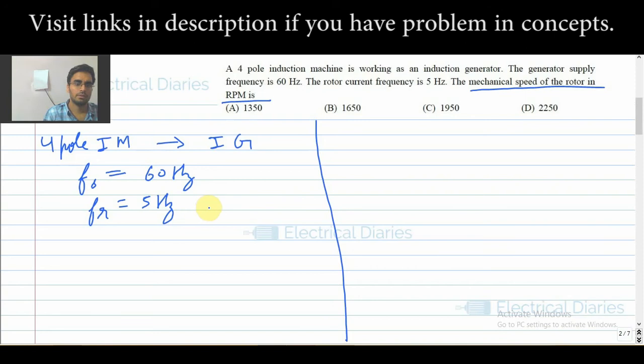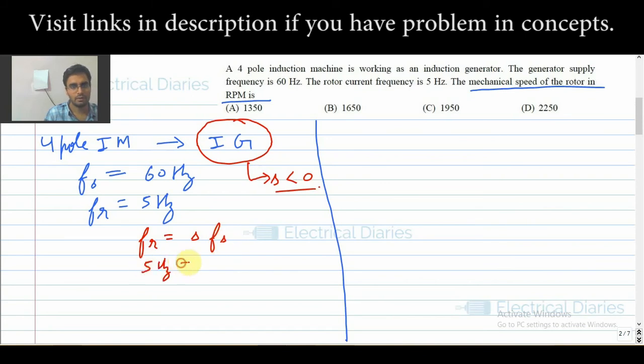Now one thing I can easily find out is that it is an induction generator. This implies that the slip is negative. I can easily find the slip from this relation, I hope you know this: fR is equal to S fS. So fR is 5 Hz, S is the slip, and fS is 60 Hz. So S will be 5 by 60, that is 1 by 12, and it has to be negative.